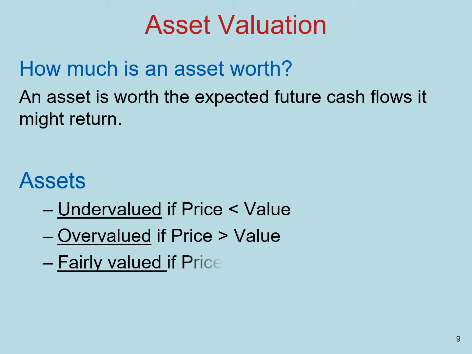That takes us to an important concept, asset valuation. How much is an asset worth? Well, in essence, an asset's worth is the expected future cash flows that it might provide. So, using the same notion as in the previous two examples, an asset is undervalued if the price you pay is less than the present value of all expected future cash flows. And when an asset is undervalued, buy it. An asset is overvalued if its price is higher than the present value of all future cash flows, and it's fairly valued if those two are equal to each other.